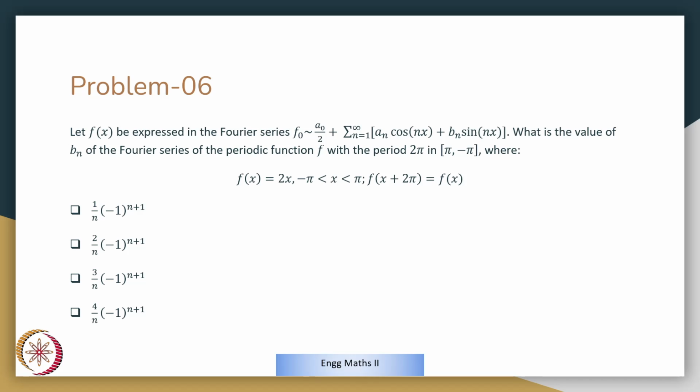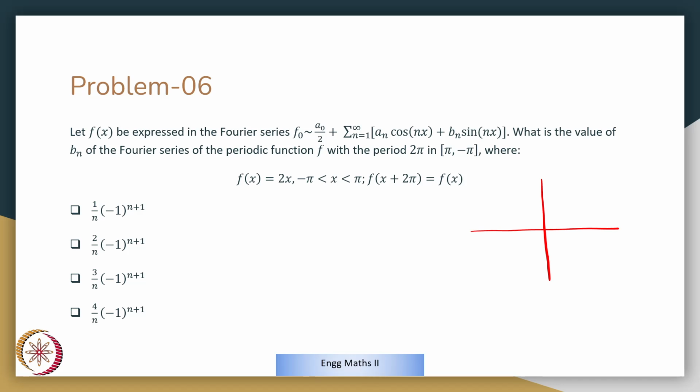Problem number 6. Let f of x be expressed in Fourier series: f of x equals a naught by 2 plus summation an cos nx plus bn sin nx. And we are asked to calculate the value of bn of the Fourier series of the periodic function f with 2 pi period.